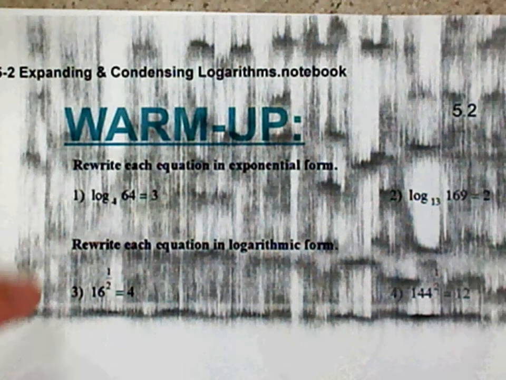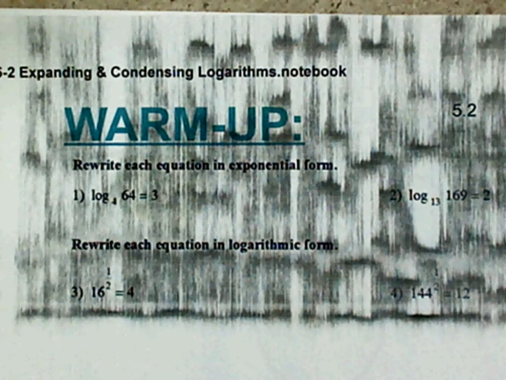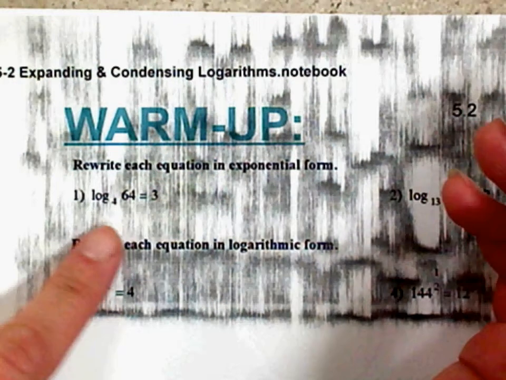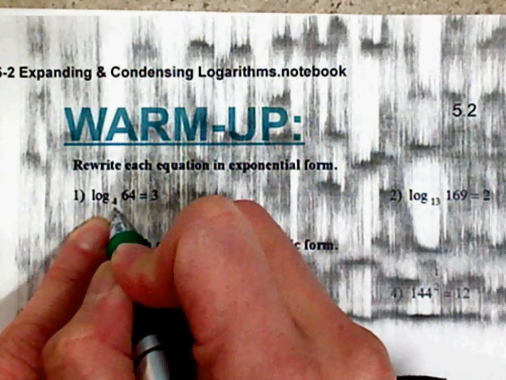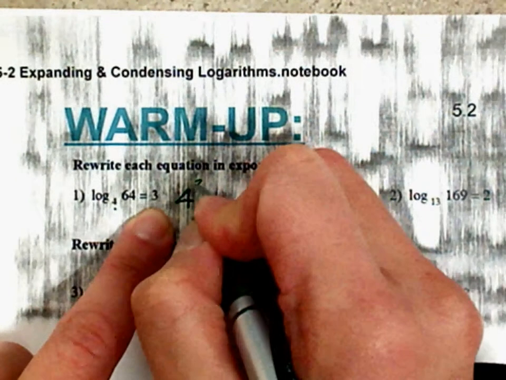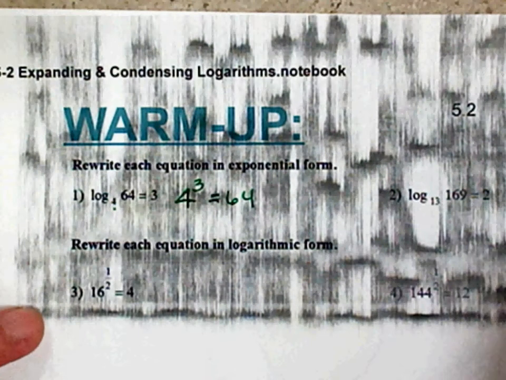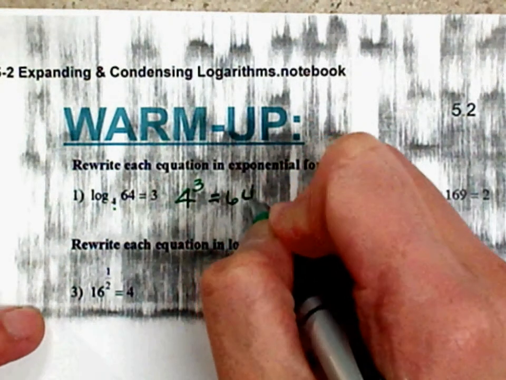All right, so let's take a look. It says rewrite each equation in exponential form, okay? So what do we have in exponential form? Right now you have a log. Here's your base. Base is a 4. So you're going to write 4 to the third power is equal to 64. See how you just wrote that? I hope you guys can see that okay.